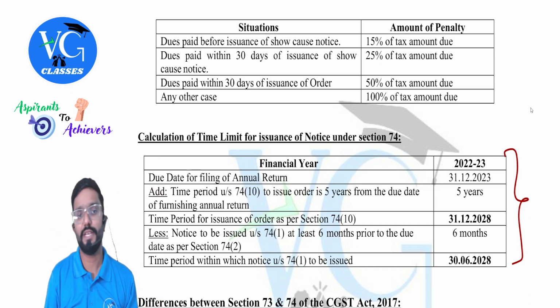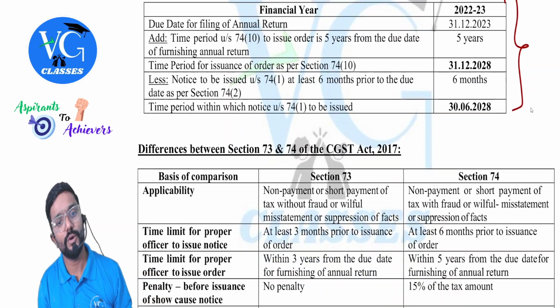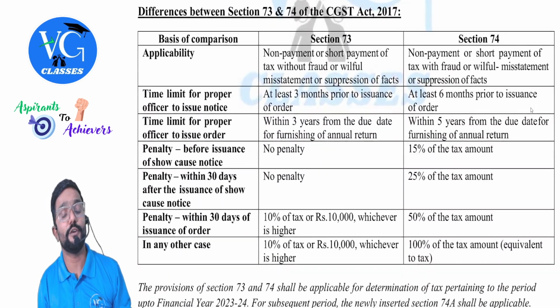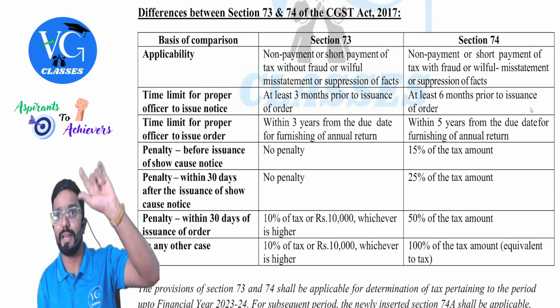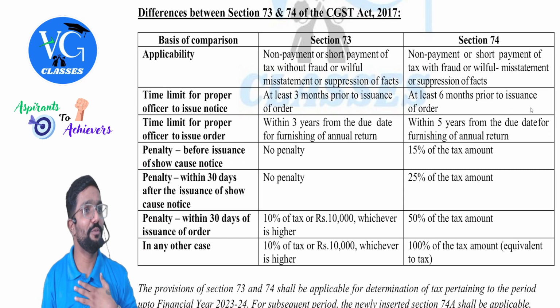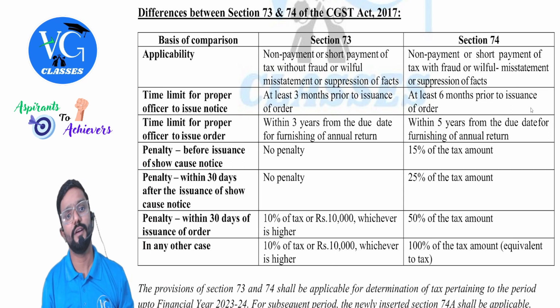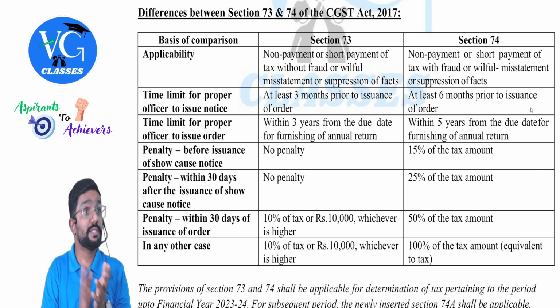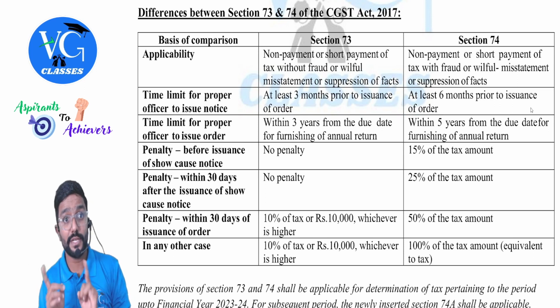Is that clear? Yes, guys. So under section 74, more time, more penalty. Remember like that. More time for whom? Proper officer. And more penalty to whom? Registered person. I have also given this; this kind of theory question can be asked.